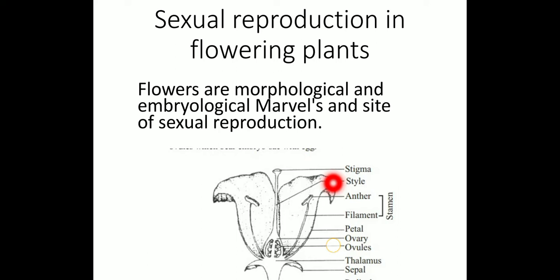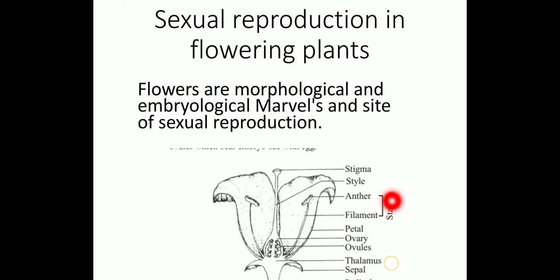Corolla is made up of petals. It is the attractive part which attracts the pollinators for pollination. Both the calyx and corolla are called a non-essential whorl of a flower or sterile whorl of a flower. The important essential whorls of a flower are the stamen and the stigma, style and ovary, that is the carpel.